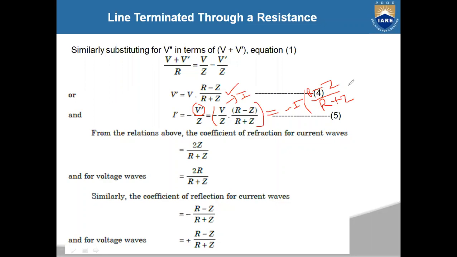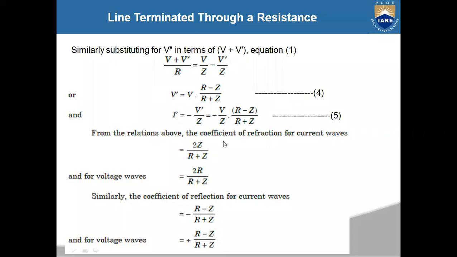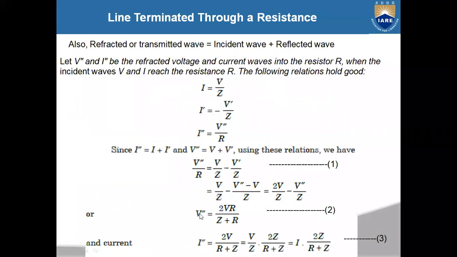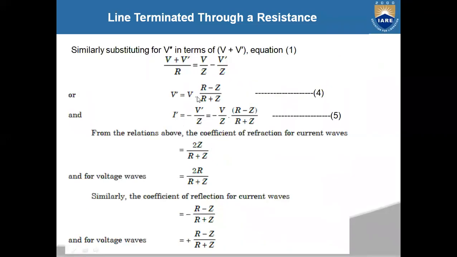Okay, so now you got the reflected voltage and reflected current in terms of incident voltage and incident current. You see here, equations 4 and 5 are the reflected voltage and reflected current. Equations number 2 and 3 are the refracted or transmitted voltage and transmitted current waves. From these, V double dash and I double dash are expressed in terms of V and I. In a similar manner, V dash and I dash are also expressed in terms of V and I. So now from these four relations, you are going to write the expressions for reflection coefficients as well as refraction coefficients.